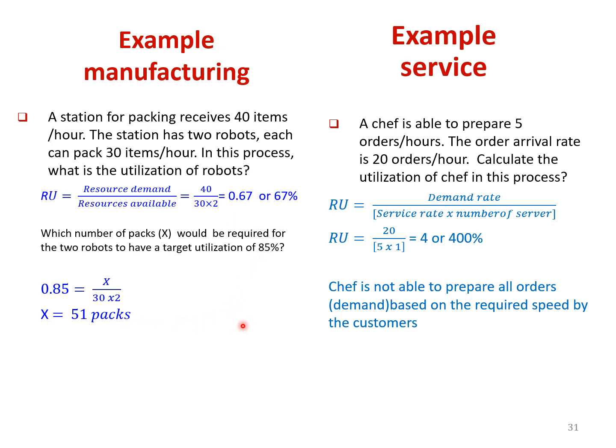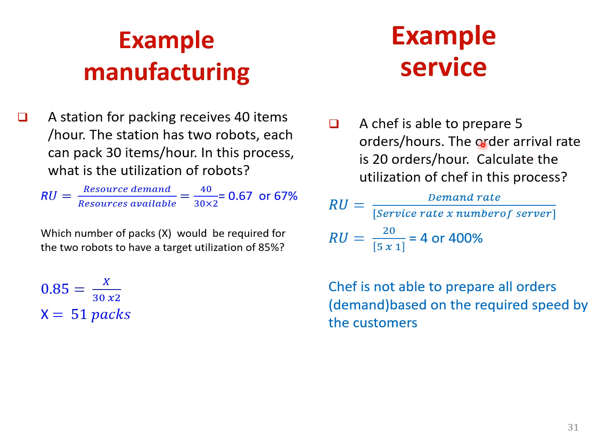So let's say the company wants to improve. Which number of packs would be required if the 2 robots should have a utilization of 85%? You can just manipulate the formula and you are able to determine that the number of packs that should go to this station is 51 packs. So that the robots have 0.85 or 85% target utilization, meaning the precedent station, the station before the packing, needs to be improved so that the resource utilization can be improved in this station.